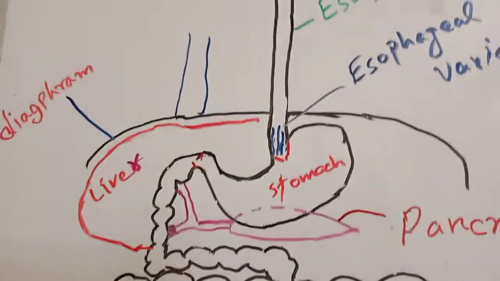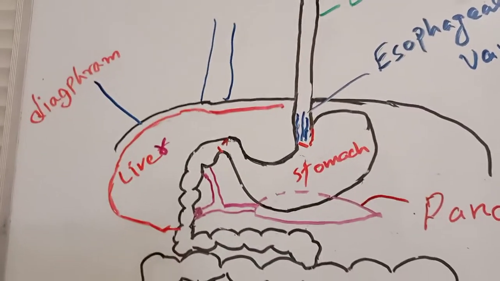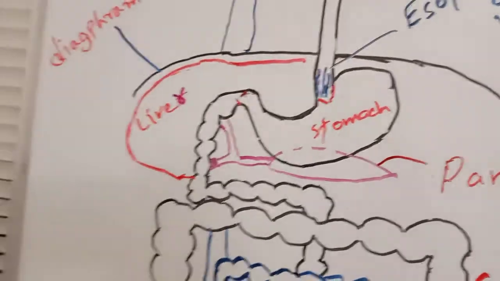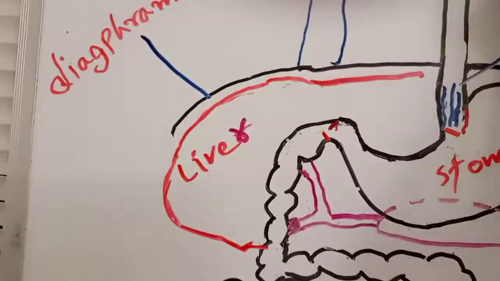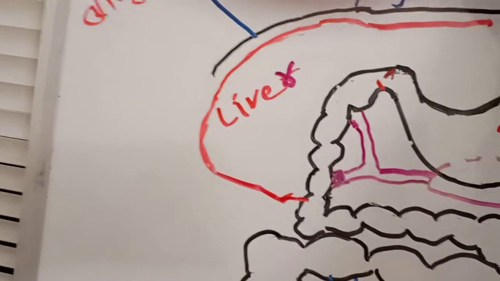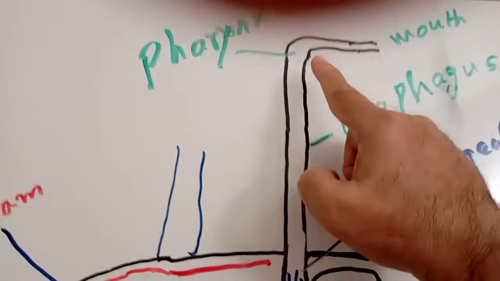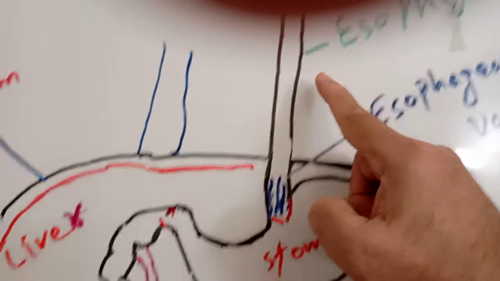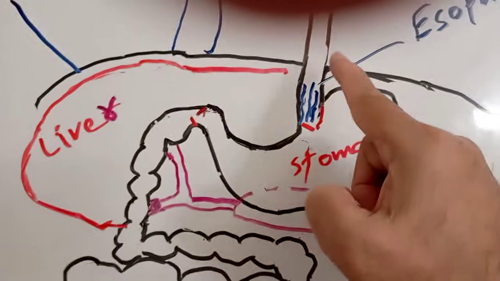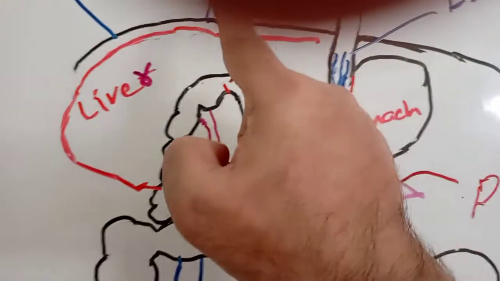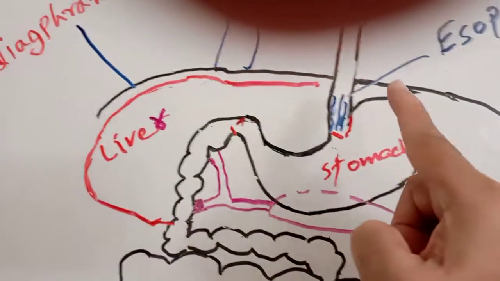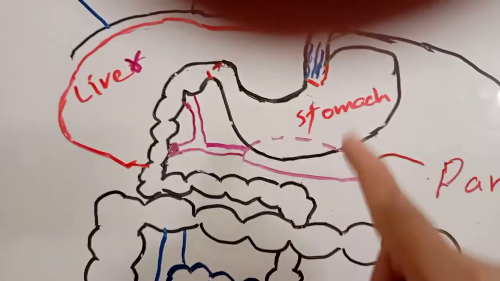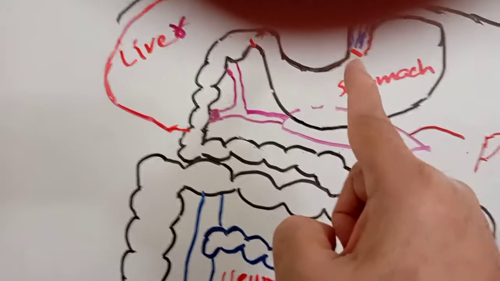This is a diagram showing the gastrointestinal tract. This is the food pipe. This is the mouth, pharynx, food pipe, passing through the diaphragm. This is the diaphragm. The diaphragm is a layer that separates the thorax from the abdomen. This is the abdomen. It joins with the stomach.